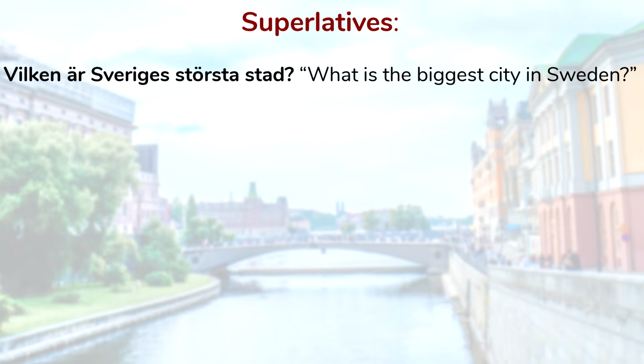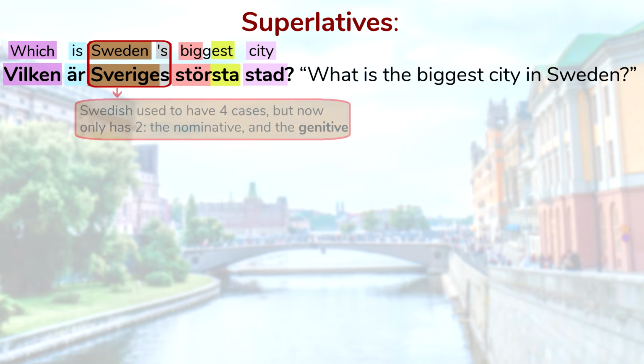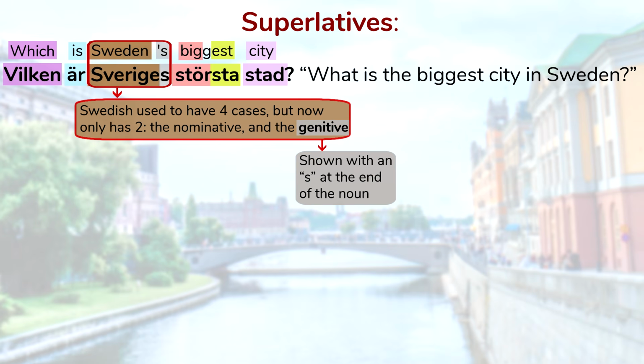Vilken är Sveriges största stad? What's the biggest city in Sweden? Word for word it's, which is Sweden's biggest city? Here we have the question word vilken, meaning which. Next we see Sveriges. As I mentioned earlier, Swedish used to have 4 cases, but now it only has 2, the nominative and the genitive, which is shown with an s at the end of the noun, similar to how apostrophe s is used in English to show possession.